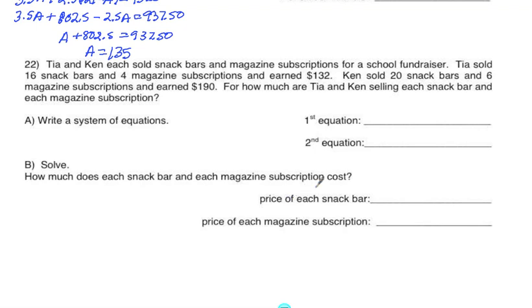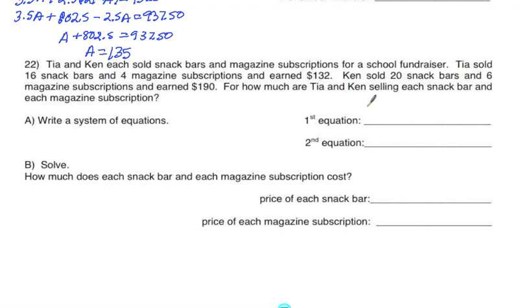On the last one, Tia and Ken each sold snack bars and magazine subscriptions for a school fundraiser. Tia sold 16 snack bars and 4 magazine subscriptions and earned $132. Ken sold 20 snack bars and 6 magazine subscriptions and earned $190. For how much are Tia and Ken selling each snack bar and each magazine subscription? Very similar to the last one, although it seems a little easier to set up.